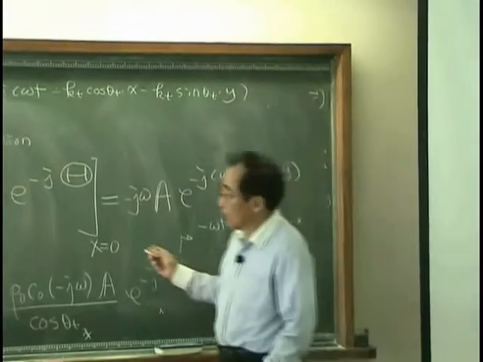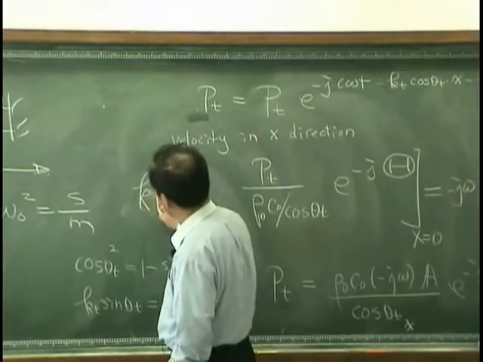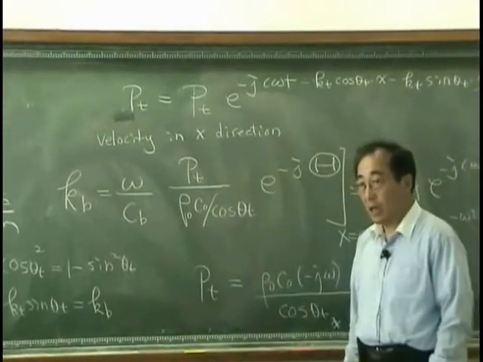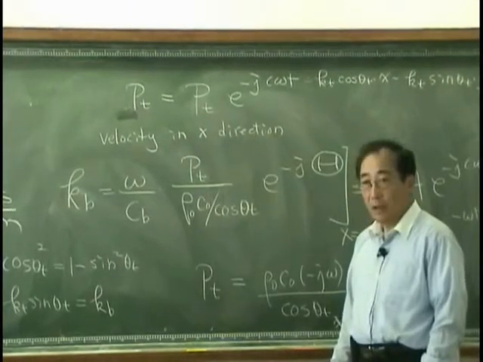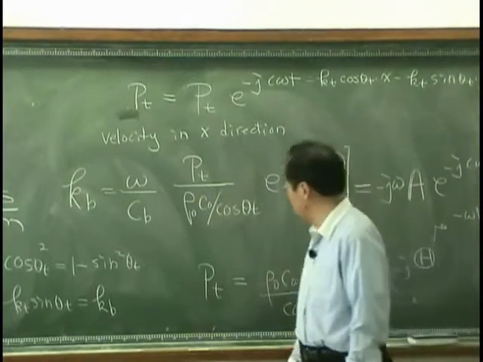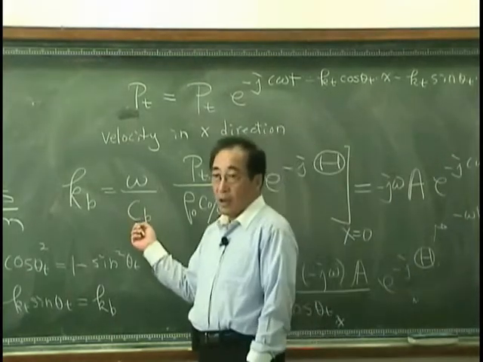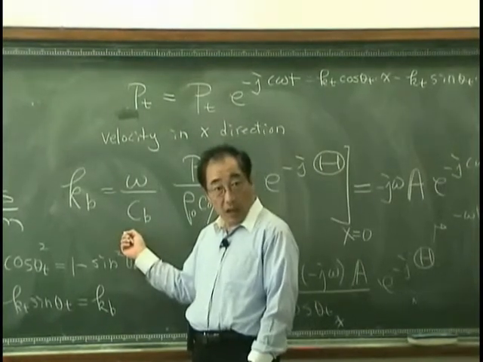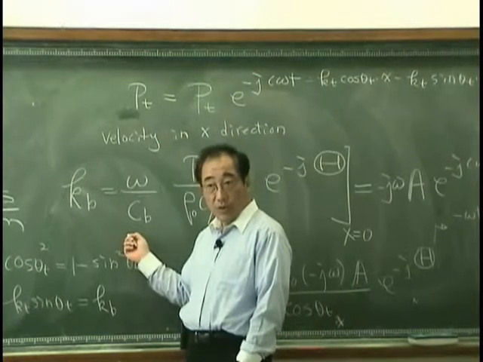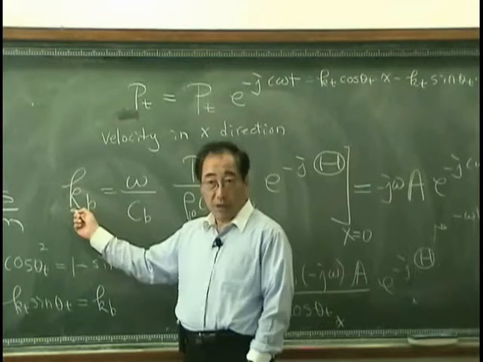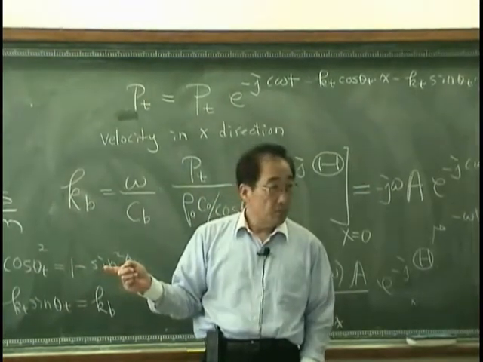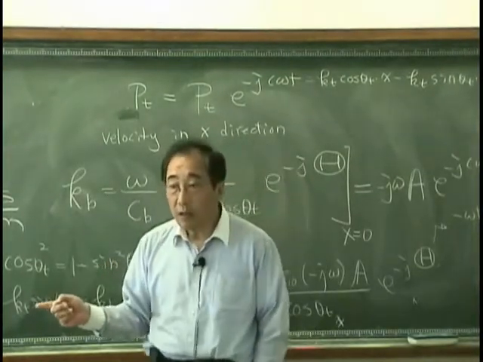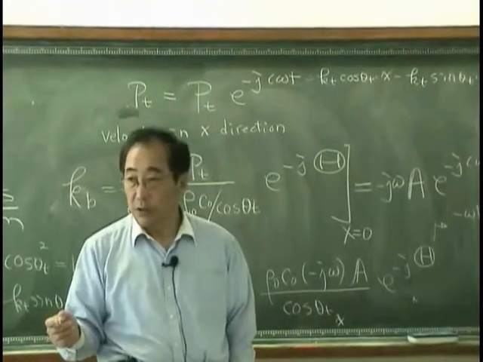Right? So looking at K, what is KB? That is omega over CB. Right? That is omega over CB. So, if CB has a value that makes KB greater than 1, okay, then what happened? There is an evanescently decaying wave.